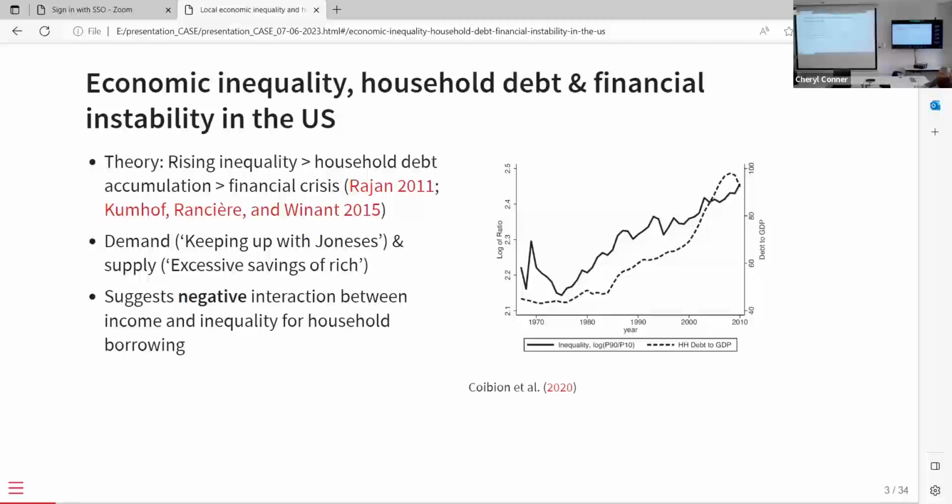So just a clarification. Is it housing debt as well? Debt. I think it's all debt. Yeah. All debt, okay.